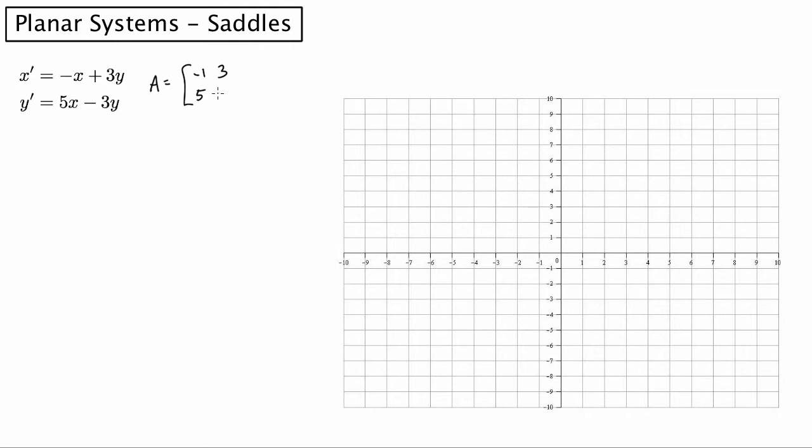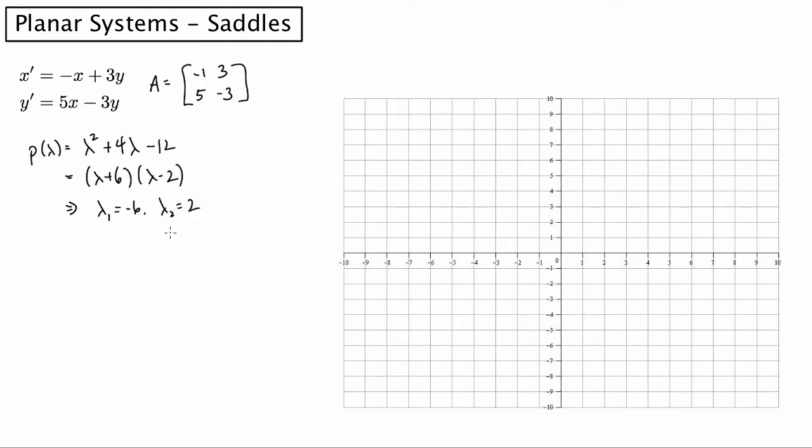is given by this. And so hunting for the characteristic polynomial here, we get lambda squared, the trace is plus 4, and the determinant here is 3 minus 15, so it's negative 12. This factors into lambda plus 6, lambda minus 2. And so we have two eigenvalues here. We've got lambda 1 as negative 6 and lambda 2 is 2. These are our two eigenvalues.